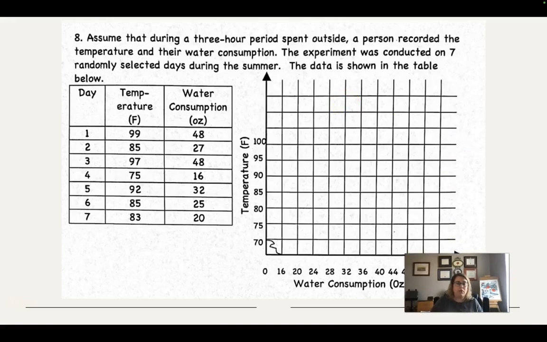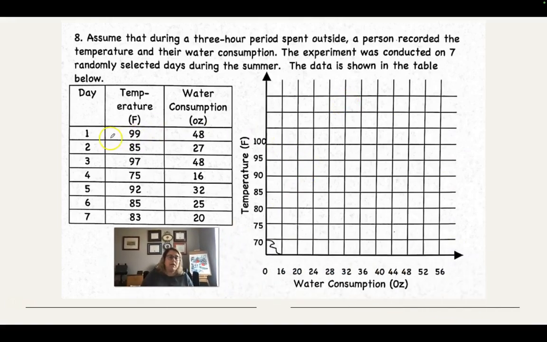So let me move over here just a little bit. It says on day 1, the temperature was 99 and the water consumption, which is down here on X, was 48 ounces. So in the temperature, let's see, 48 ounces, you had a temperature of 99. On day 2, it was 85 degrees outside and they consumed 27 ounces. So 27 ounces is going to be right about there at 85 degrees. On day 3, it was 97 degrees outside and they consumed 48 ounces.